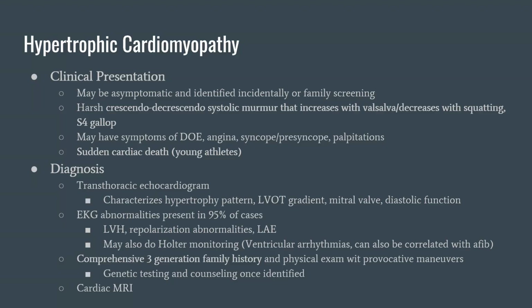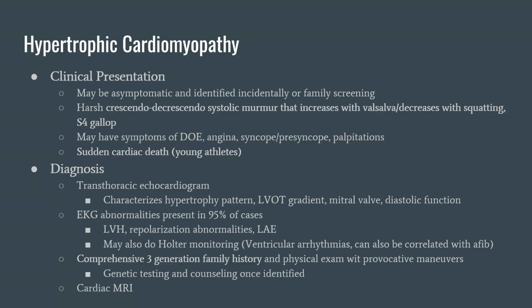We diagnose this with a transthoracic echocardiogram. This helps us characterize the hypertrophy pattern to look for those high-risk features. We calculate an LVOT gradient. We look at the mitral valve to see if it has that SAM, systolic anterior mitral movement. And we look at the diastolic function of the heart.